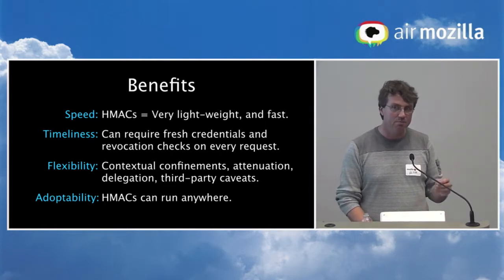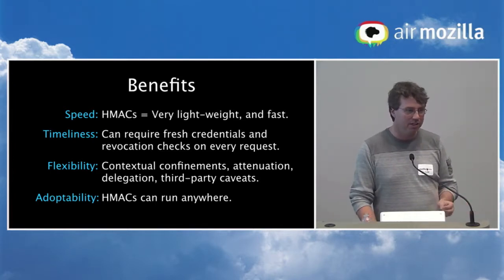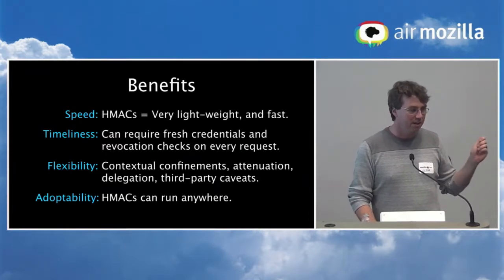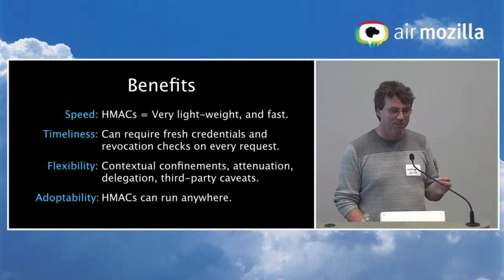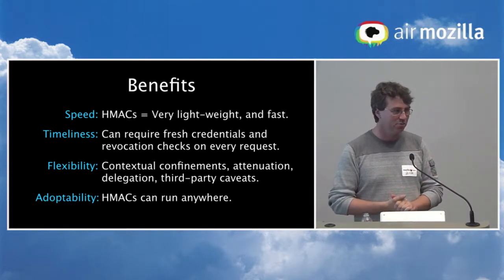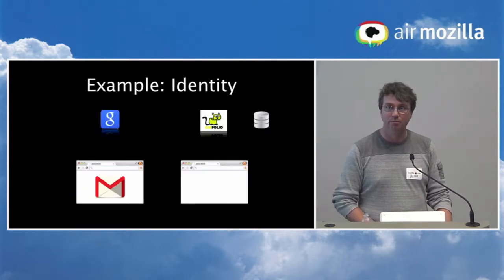And then finally, adoptability. We can implement HMACs in JavaScript. Anywhere we have anything remotely looking like a modern computing platform, we can implement macaroons. And this has been one of the main problems with public key-based crypto, is getting all of the algorithms into all of the platforms, and then deciding exactly which algorithms are there has been a long-standing battle.